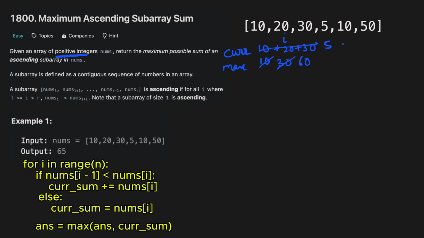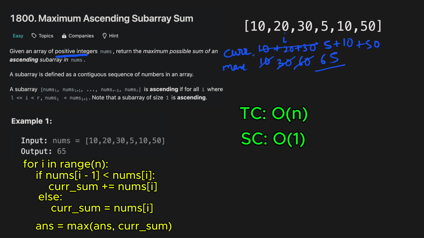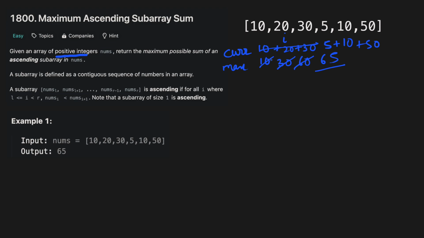Then the next element we see is 10, which is more than 5. So we add it to our current sum, and now our current sum becomes 15, which is less than the maximum sum of 60. Then the next element we see is 50, which is more than 10. So we increase our current sum to 65, which is more than current maximum sum of 60. So we update our maximum sum to 65. And now we are done with all the elements in the array, and the maximum sum we found was 65, and that will be our answer. Now in terms of time complexity, it will be O of n because we are going through each element only once. And in terms of space complexity, it will be O of 1 because we are using few variables here and there. So now let's jump into the code part.